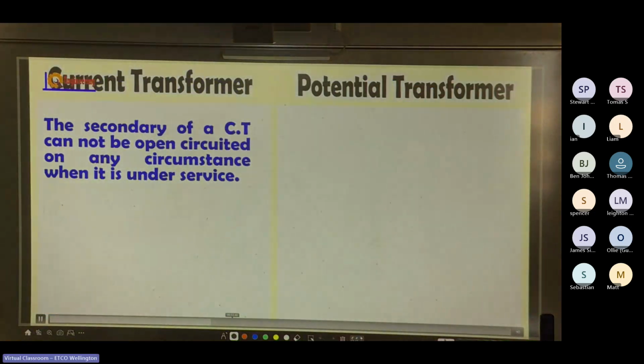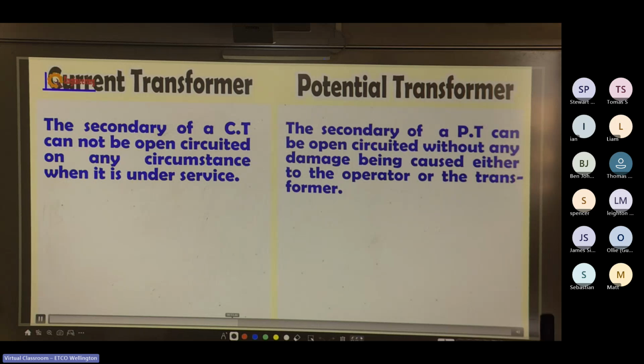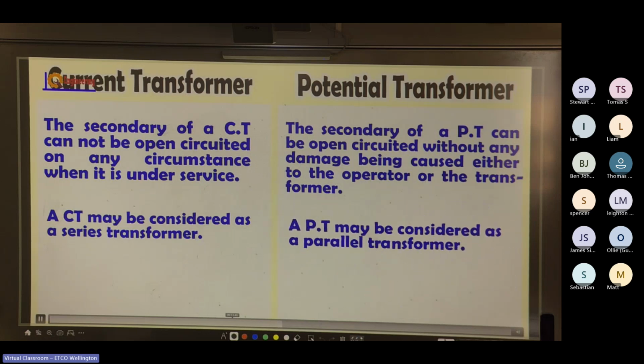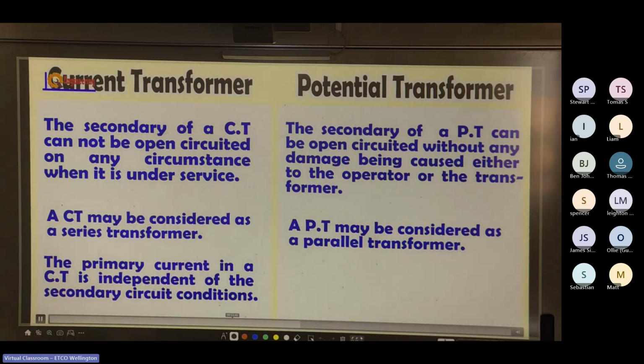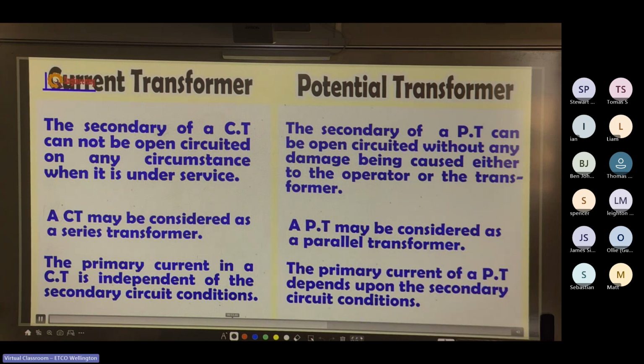The secondary of a current transformer cannot be open-circuited when it is under service. The secondary of a potential transformer can be open-circuited without any damage being caused either to the operator or the transformer. A current transformer may be considered as a series transformer. Potential transformer may be considered as a parallel transformer. The primary current in a current transformer is independent of the secondary circuit conditions. The primary current of a potential transformer depends upon the secondary circuit conditions.